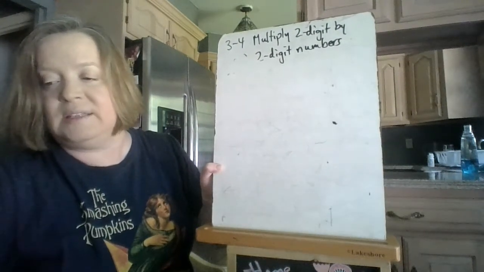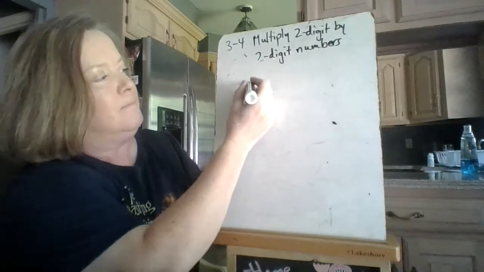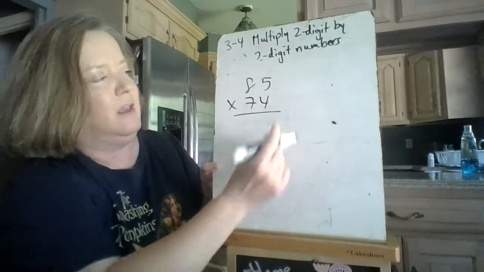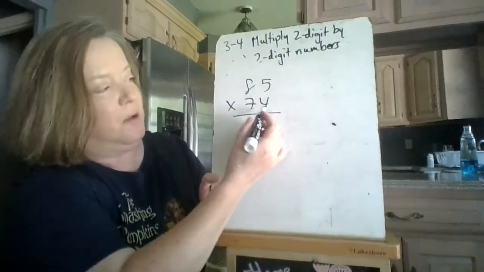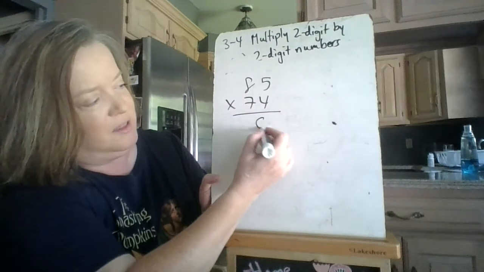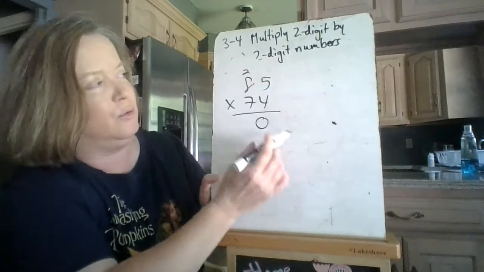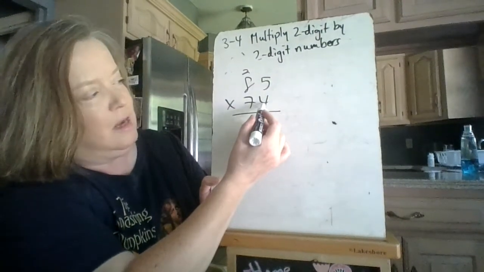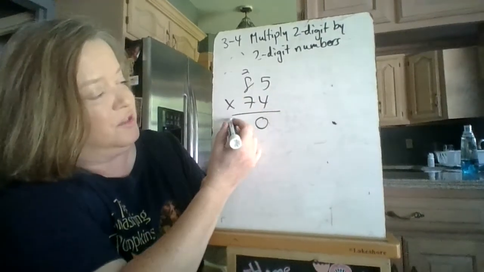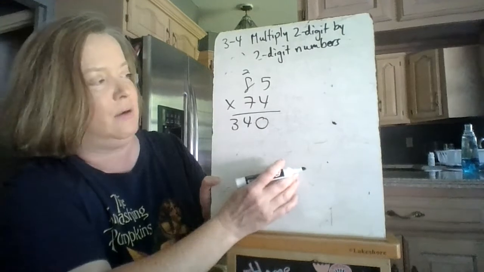Let's say we did 85 times 74. Again, I'm going to multiply. I'm going to start with my number in the ones place. 4 times 5 is 20. I'm going to put down my 0, carry my 2 into the tens place. Now I want to do 4 times 8, which is 32, plus 2 is 34. I'm going to put my answer down.